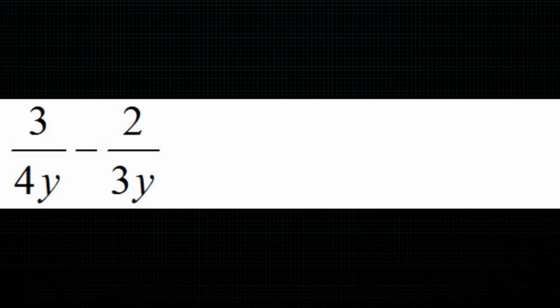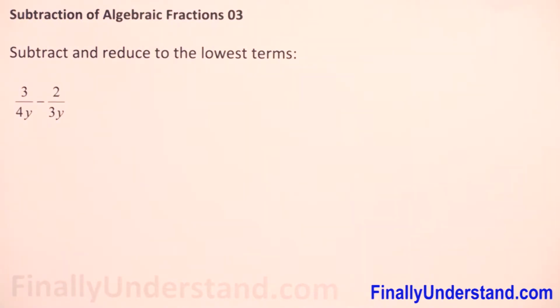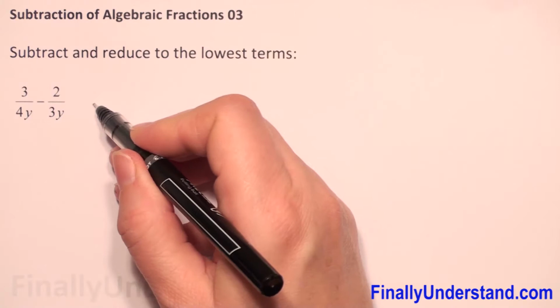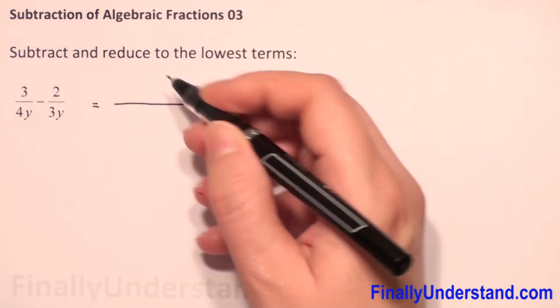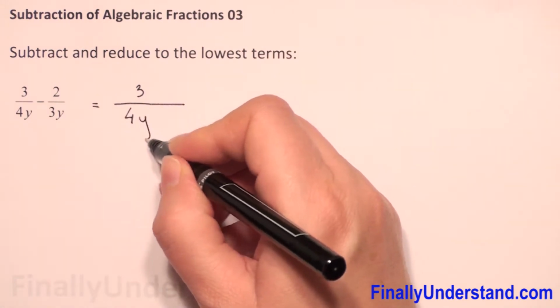We have to subtract algebraic fractions. How do we do this? The same as subtraction of fractions. It means we need to have the same denominator. We have 4y and 3y. So let me copy these two algebraic fractions.